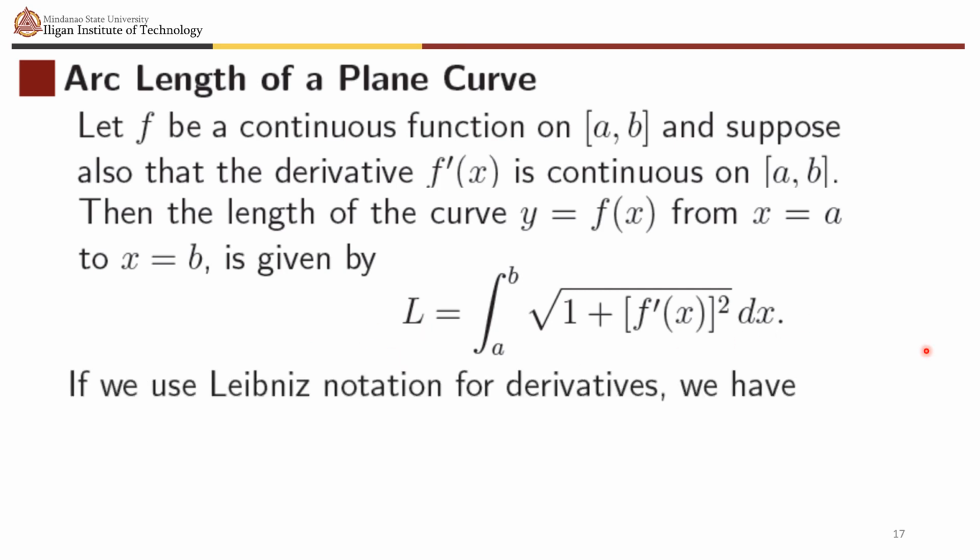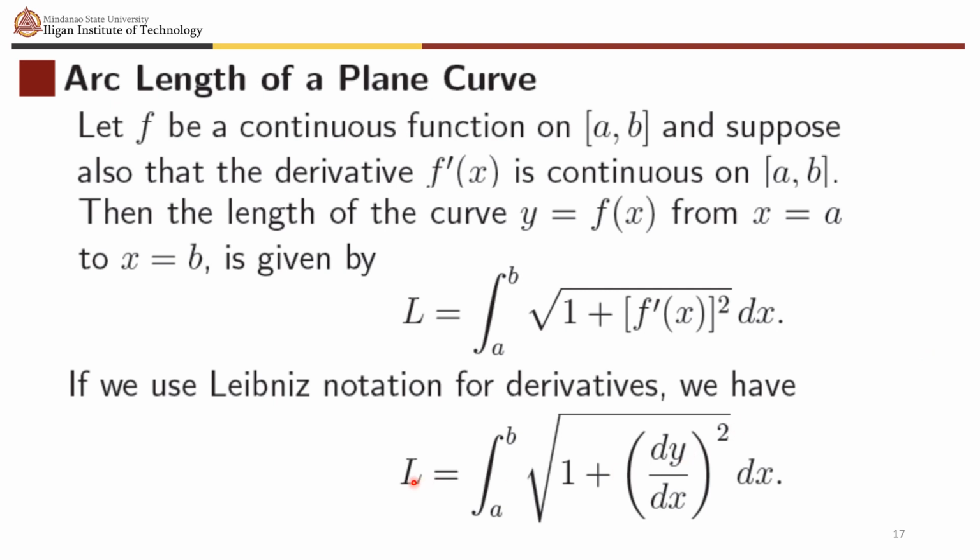If we use the Leibniz notation for the derivative, we have the following. The integral from a to b of the square root of 1 plus (dy/dx) squared dx. That would be the length, this time, of a plane curve.